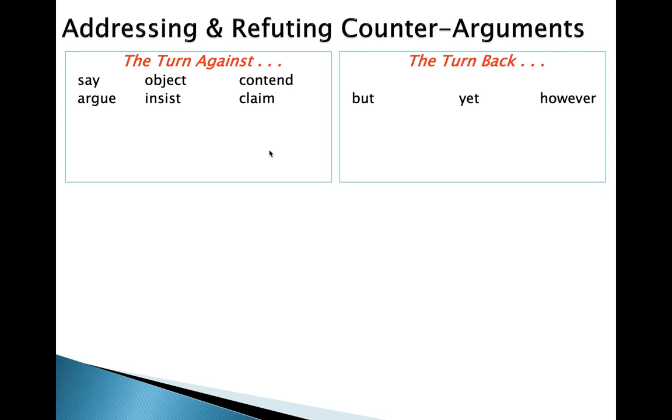So then it'll be, but, in fact, or yet, etc., or however, this fails to consider X. Nevertheless, the issue remains contentious, or still, it's essential that we do whatever.